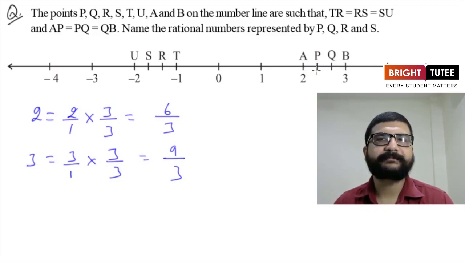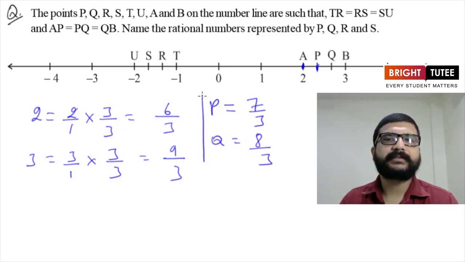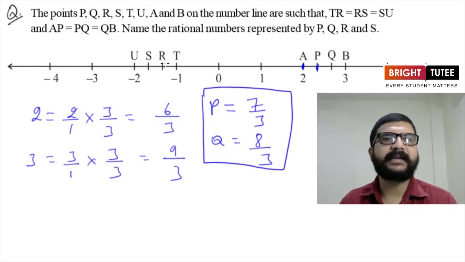Now what do you think about P? Which number will it be? If this is 6 upon 3 then it will be 7 upon 3. So from here we can say P is equal to 7 upon 3 and Q is equal to 8 upon 3. Now let's try for S and R.